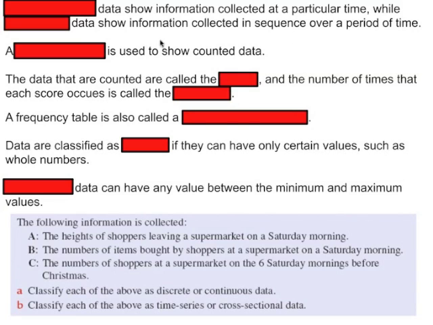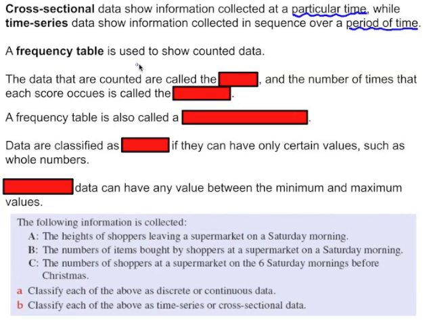Now for some more different types of data. So get ready to take lots of notes and pause the video as necessary. Firstly, we have cross-sectional data and time series data. Cross-sectional data is collected at a particular time, while time series data show information collected over a period of time.